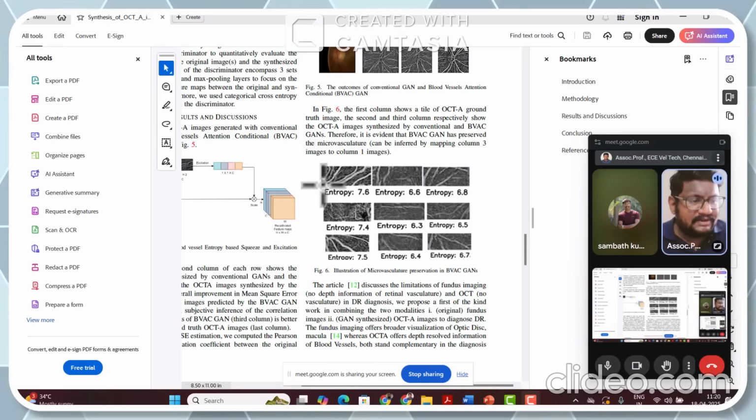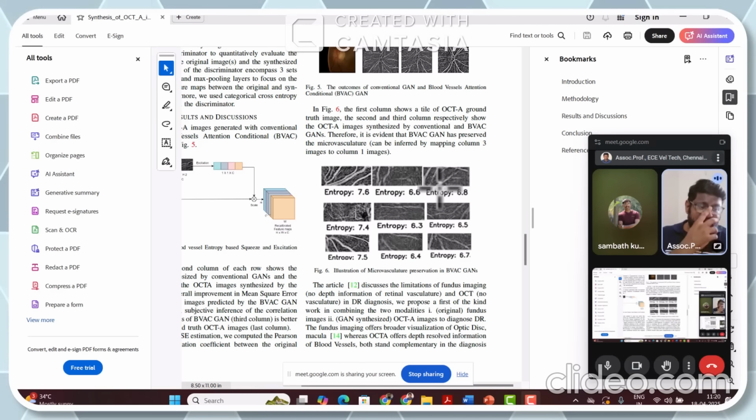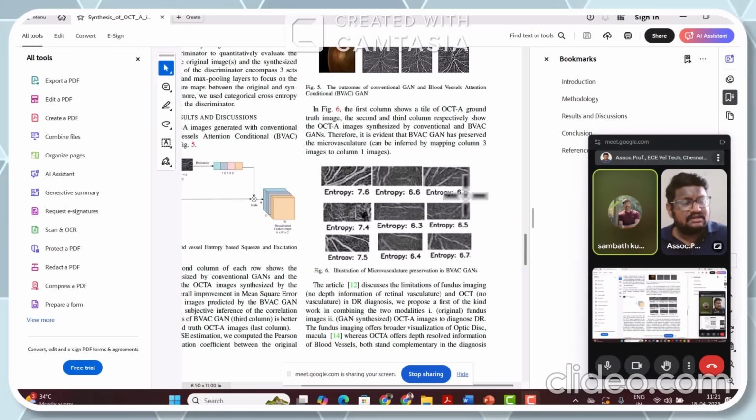If we go for a general GAN, how much does it preserve, versus our GAN, where we have defined a blood vessel adversarial loss. Based on that loss, we are able to much better preserve the finer blood vessel details. Doctors call it microvasculature, the micro level blood vessel tree formation. Our GAN is able to preserve those much better, because the synthesized modality is going to be OCTA. We need to concentrate on the fine details.